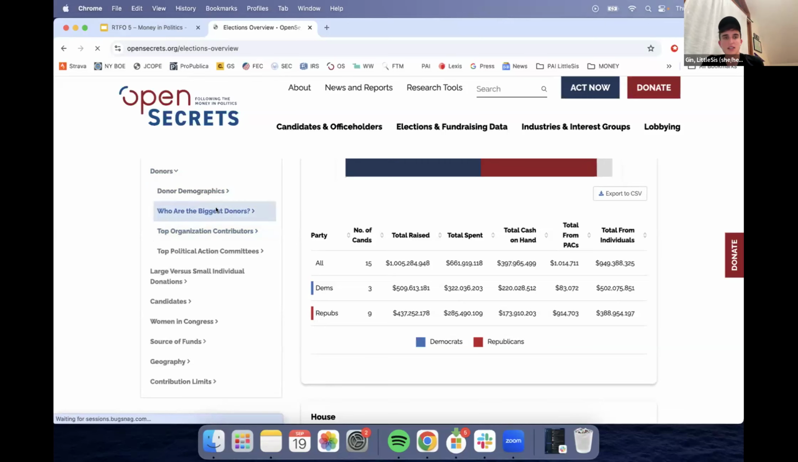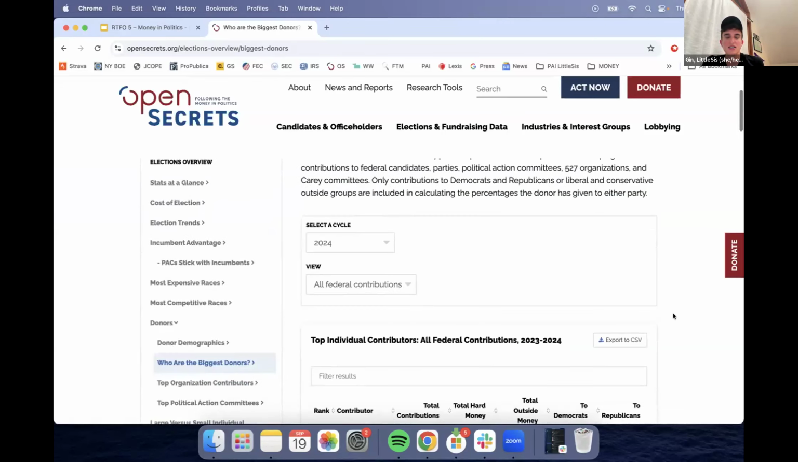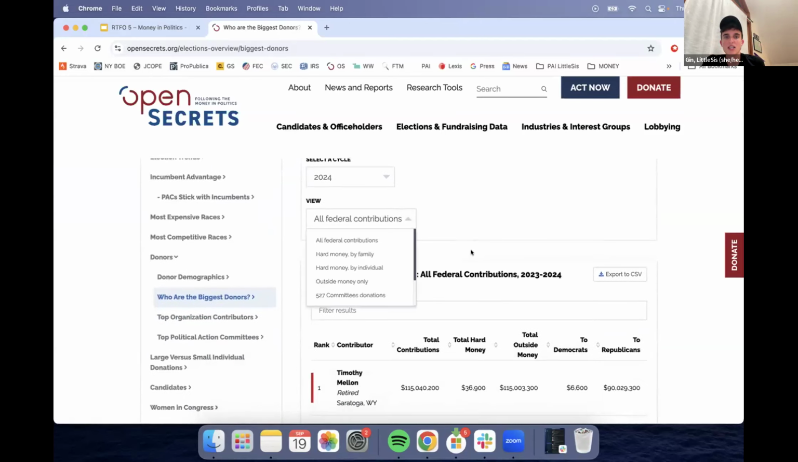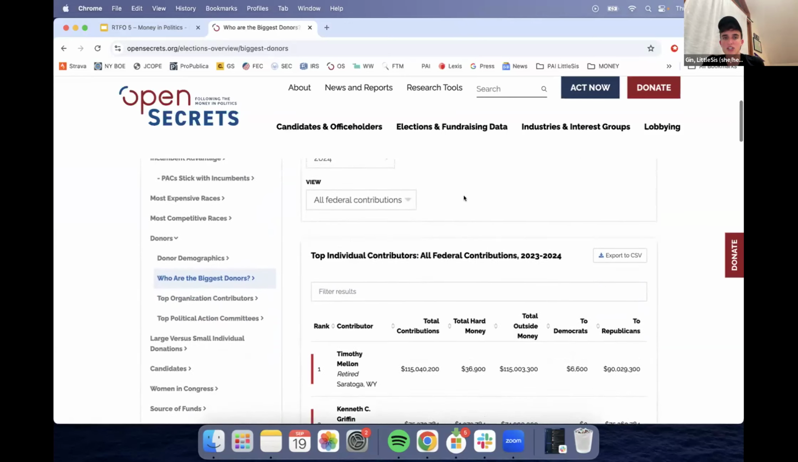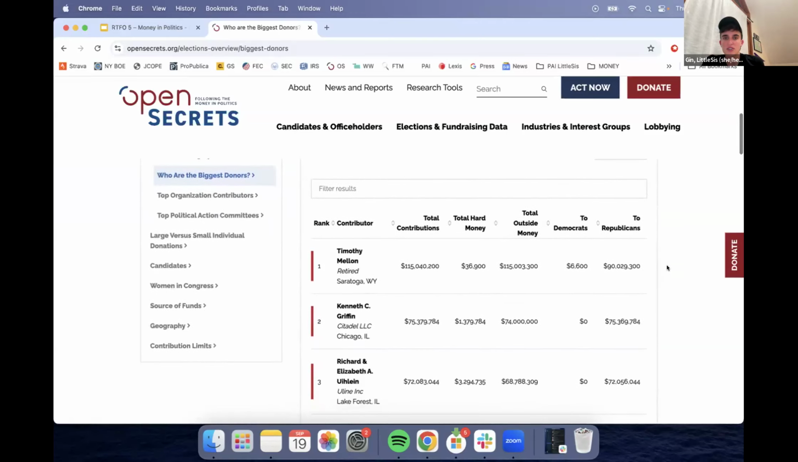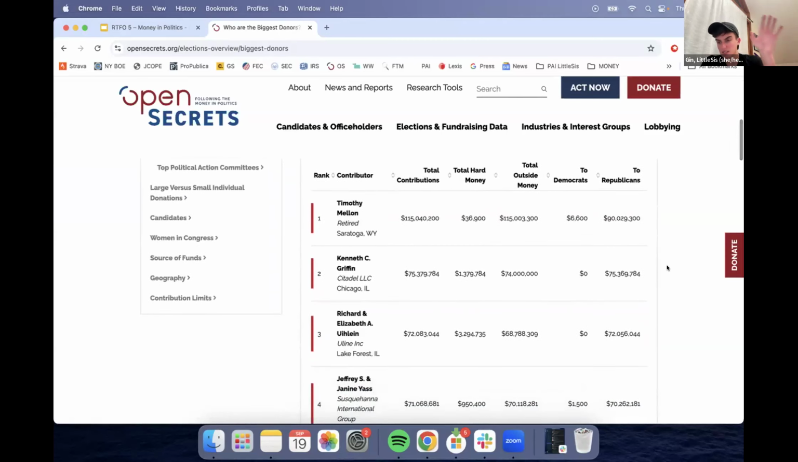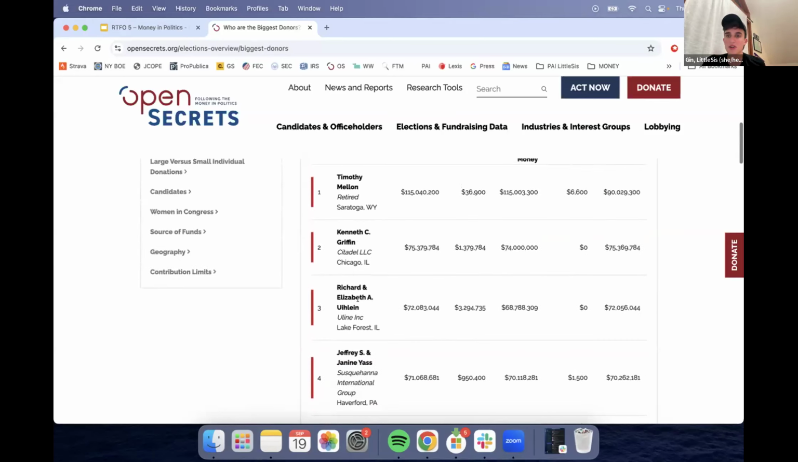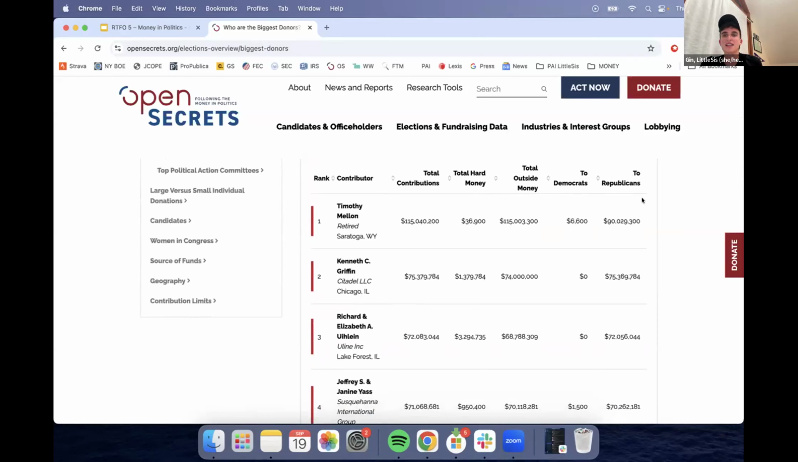So if I click who are the biggest donors here, I can select whatever cycle. I'm going to keep it on 2024. I can select federal contributions by individuals, super PAC donations. I'm going to keep it federal. And if I scroll down here, you'll see that it gives me this nice table. Anything with the little red bar on the left means that they're mostly giving to Republicans. Anything with the blue bar on the left means they're mostly giving to Democrats. It doesn't get more granular than that in this case.